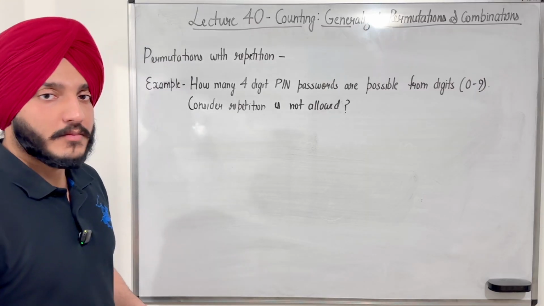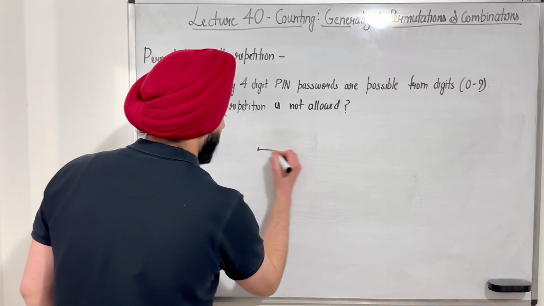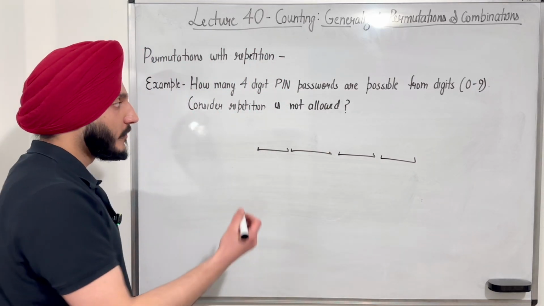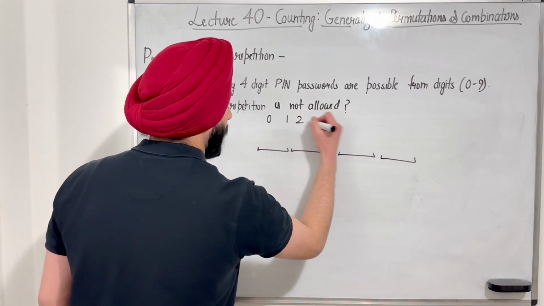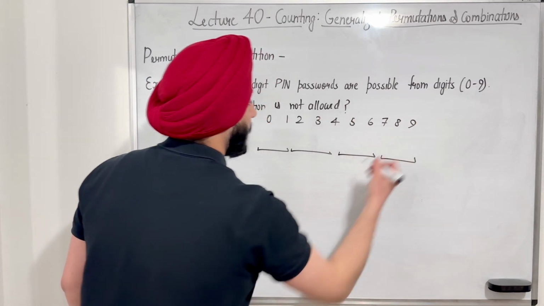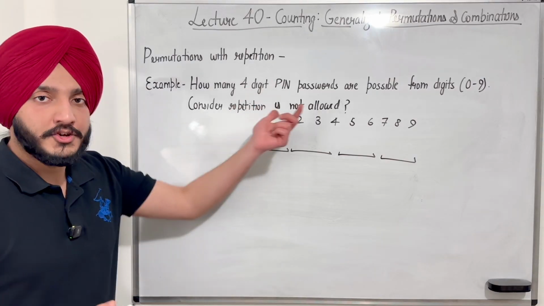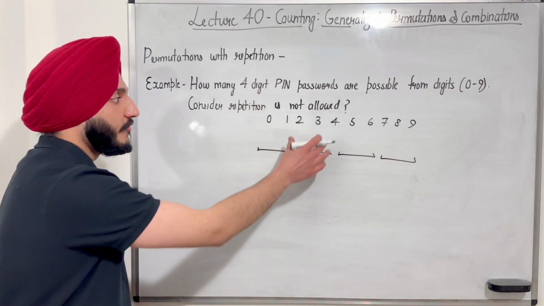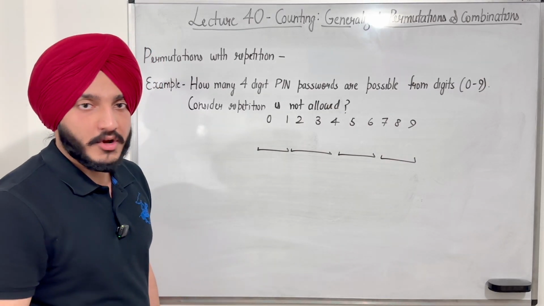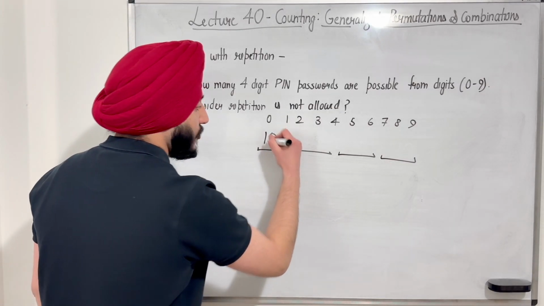Okay. So let me quickly try to solve this question. In this question, you're supposed to choose a 4-digit password, right? Your possible options are 0, 1, 2, 3, 4, 5, 6, 7, 8, 9. Okay. So since repetition is not allowed, in my first case, I can choose any of these numbers. So think about how many choices I would have. I would have 10 choices.